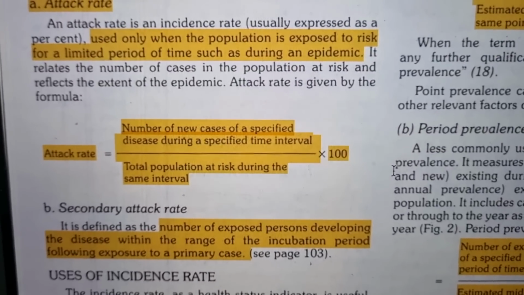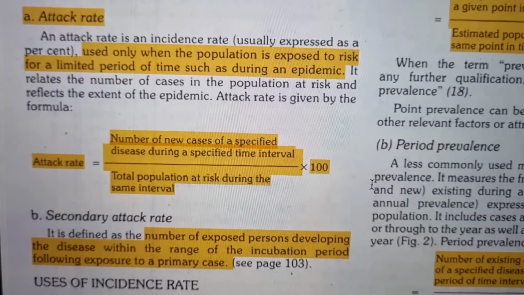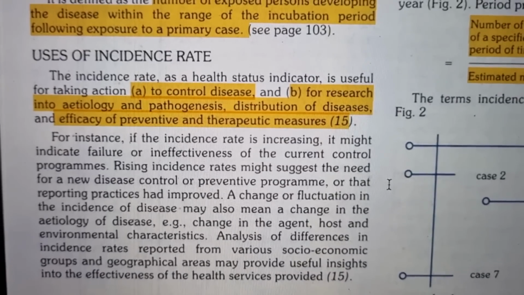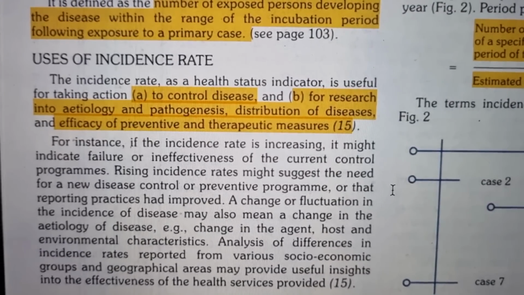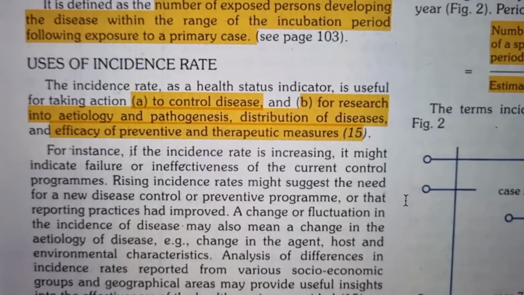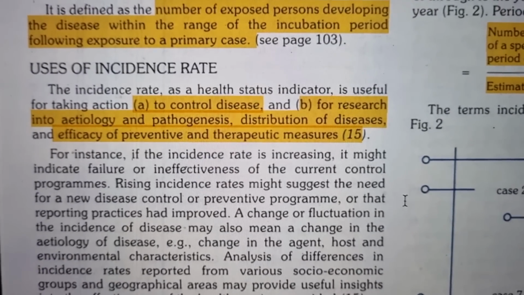Incidence rate can be of two types, that is attack rate and secondary attack rate. What is the use of incidence? To control disease, for research into etiology and pathogenesis and distribution of disease, and efficacy of preventive and therapeutic measures. In all these things, we want to see whether something is newly occurring or whether something which is newly occurring is controlled. This is what we are going to see in incidence.